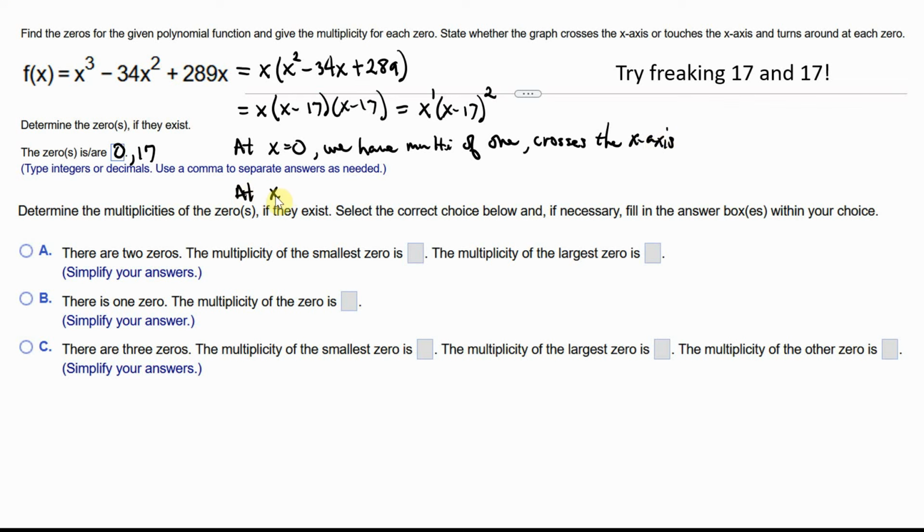And then at x equals 17, we have multiplicity of 2. Look, I'm looking at the power. For that multiplicity, I'm looking at the power. We have multiplicity of 2. That means that it touches the x-axis. So again, there are two. Multiplicity of the smallest zero, that's at x equals 0, is 1. And the multiplicity of the largest zero is 2.